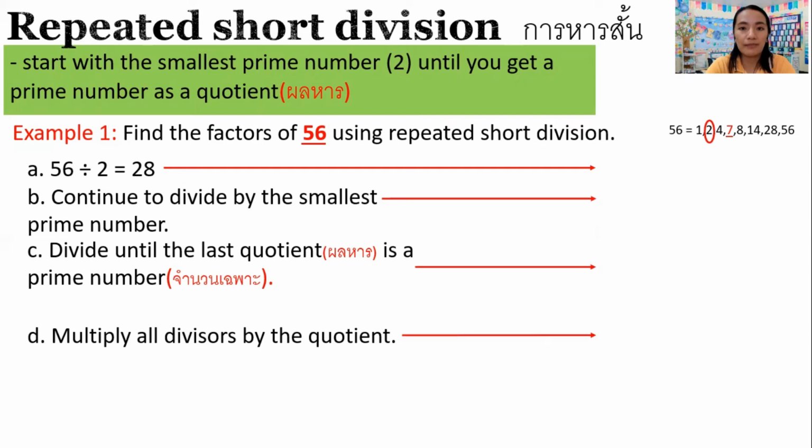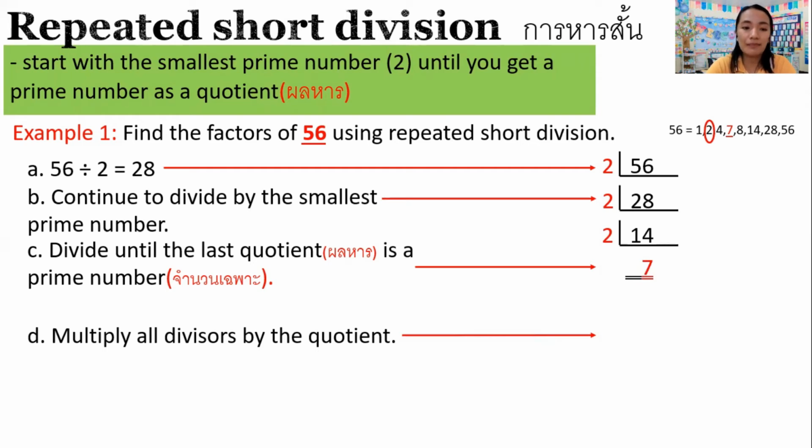2 is the smallest prime number and 7 is the next. Let's go to step A. 56 divided by 2 is equal to 28, so we'll write it like this. Next, continue to divide by the smallest prime number. Next, divide until the last quotient is a prime number. So we'll divide again. 28 divided by 2 is equal to 14. Next, 14 divided by 2 is equal to 7. Now we have the divisors as prime number and the quotient as prime number.